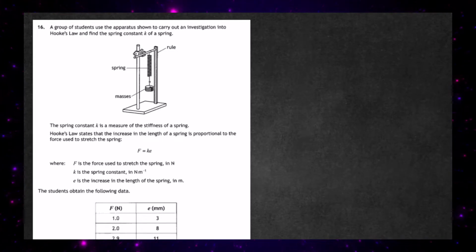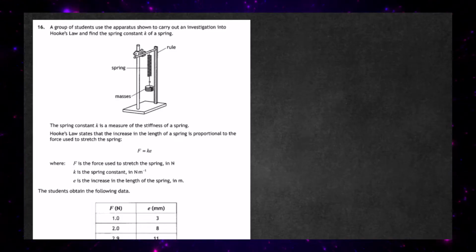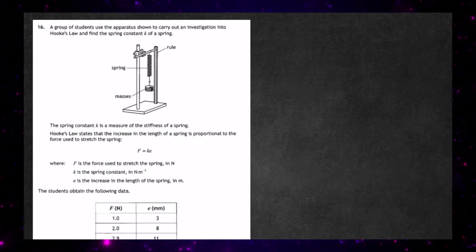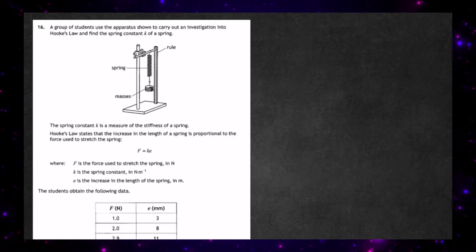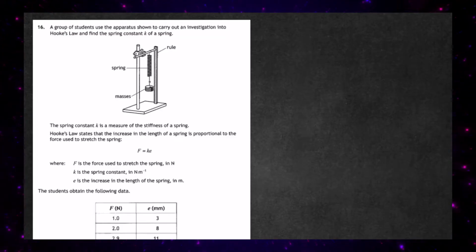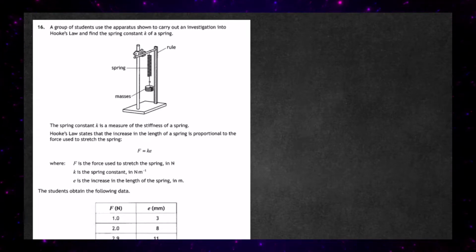The spring constant K is a measure of the stiffness of a spring, and Hooke's law states that the increase in the length of a spring is proportional to the force used to stretch the spring. And there we've got the equation here, F equals KE, where F is the force used to stretch the spring, measured in newtons, K is the spring constant in newtons per metre, and E is the increase in the length of the spring in metres.